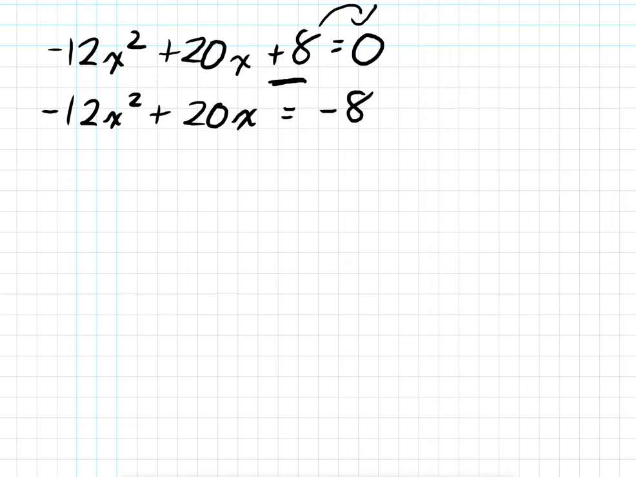If you remember, what we want to do is we want to get this a value kind of back down to 1. So we can divide everything by negative 12 in this case.